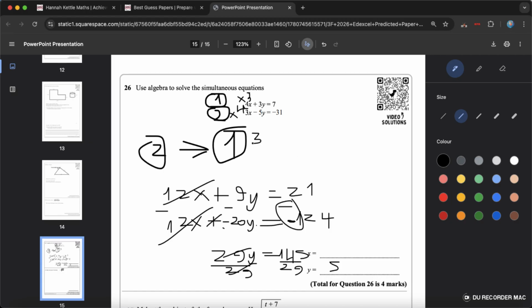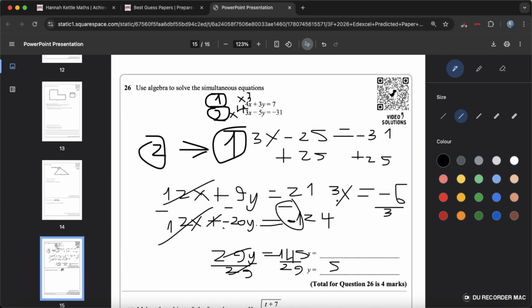And then 3x minus 5 times 5 gives us 25, which equals minus 31. So you do the inverse of plus 25, plus 25. And you should get 3x equals minus 6. And to finally finish off, you divide this by 3. Divide this by 3. 3 cancelled, and you get the answer of minus 2.